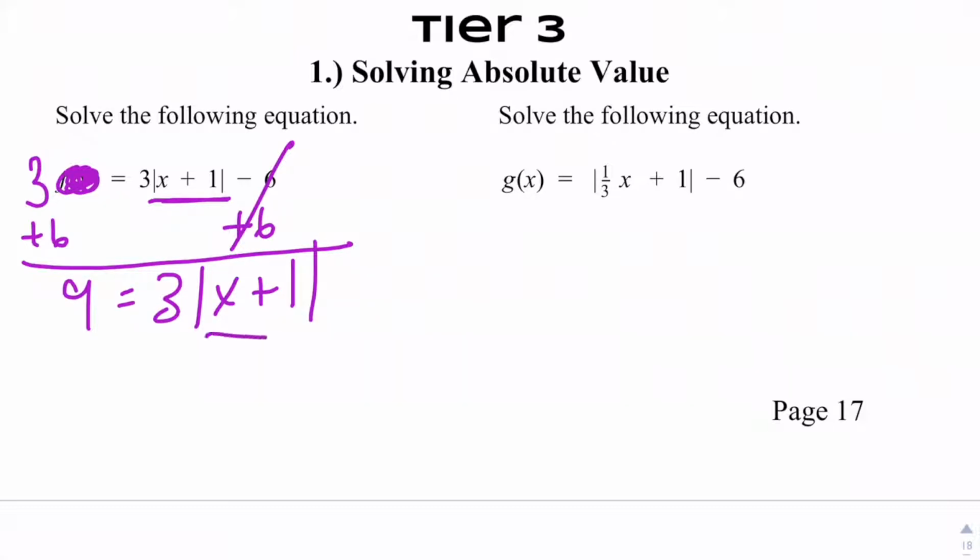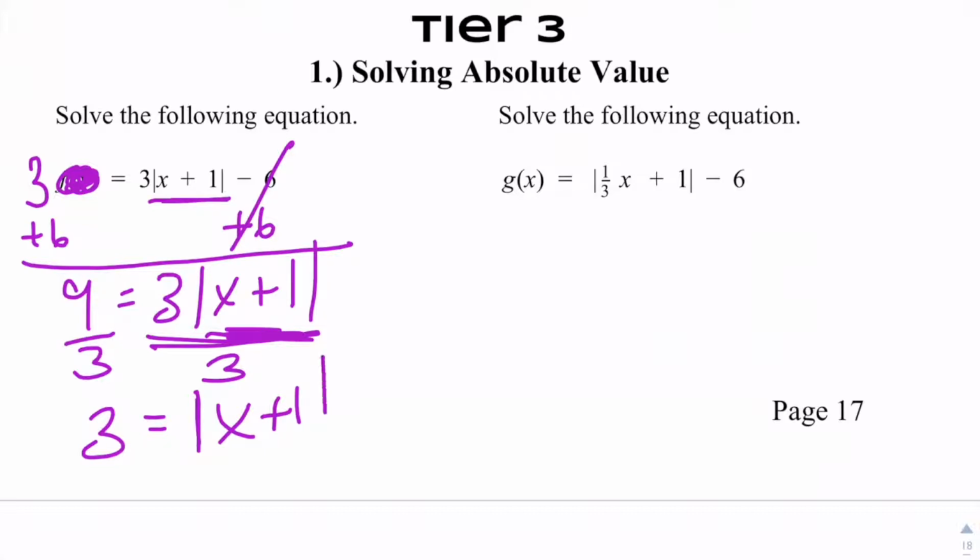And again, I still need to isolate this absolute value expression, so I need to divide by 3. Divide by 3. So that gives me 3 equals the absolute value of x plus 1. Now that we have an absolute value expression equal to a number that's positive, this always has to be positive on this side if it's set equal to an absolute value expression. Then we set it equal to the positive and the negative, the inside of this absolute value expression. So we get 3 equals x plus 1 and negative 3 equals x plus 1.